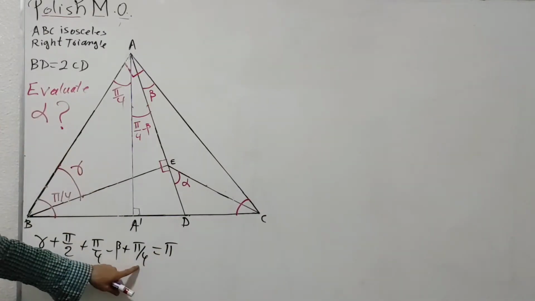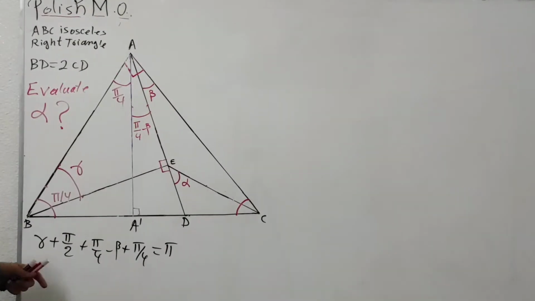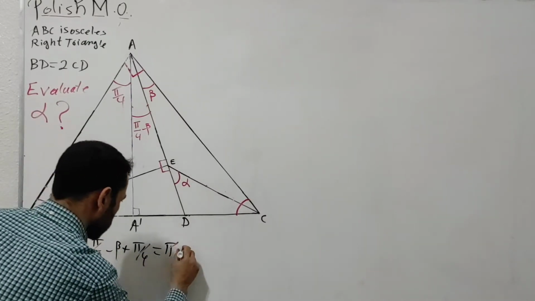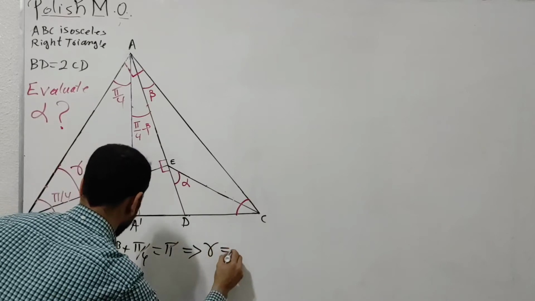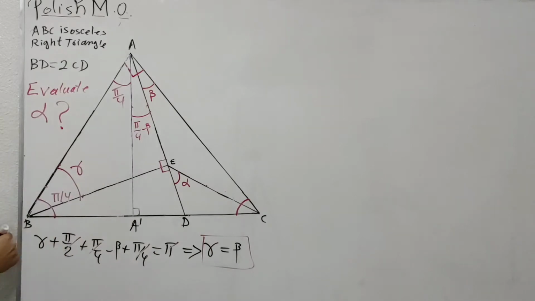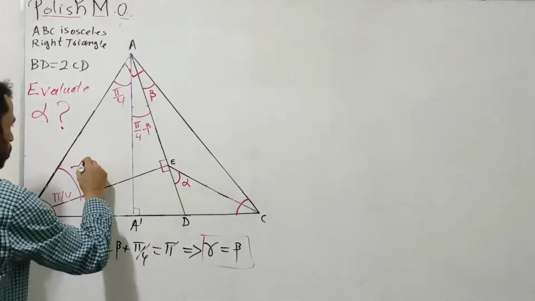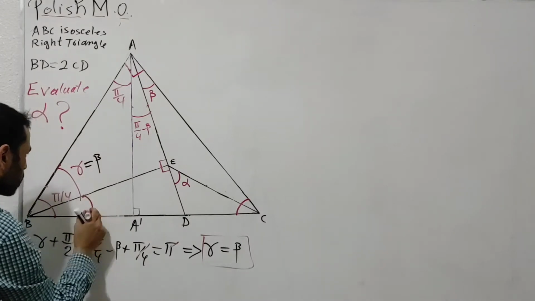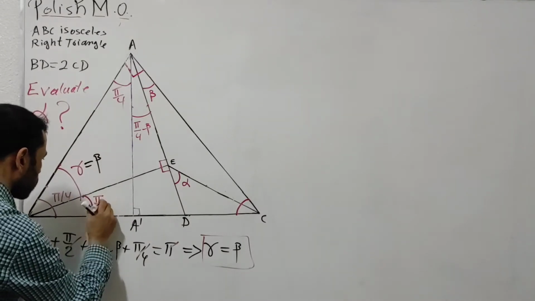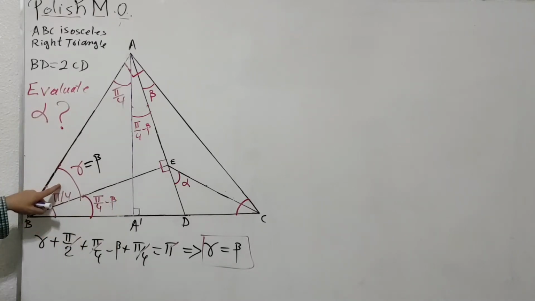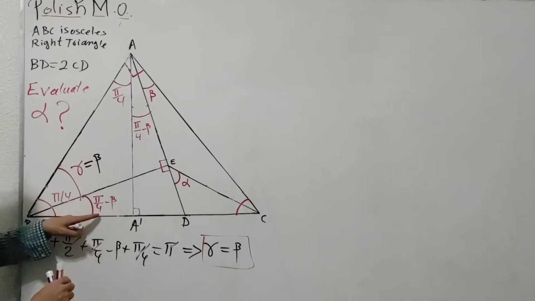Pi over 4 plus pi over 4 is pi over 2, plus pi over 2, which is pi. So with this, pi will be cancelled out. So this one is giving me gamma equals beta. Now we found a nicer relationship between gamma and beta. So this one equals beta. And this angle is pi over 4 minus beta. Because the whole angle is equal to pi over 4, that means this one equals pi over 4 minus beta.